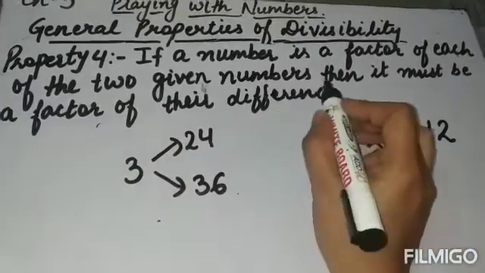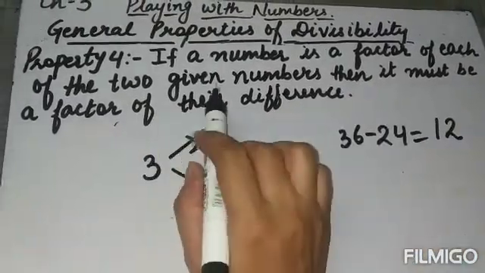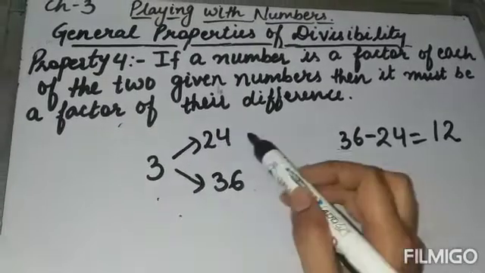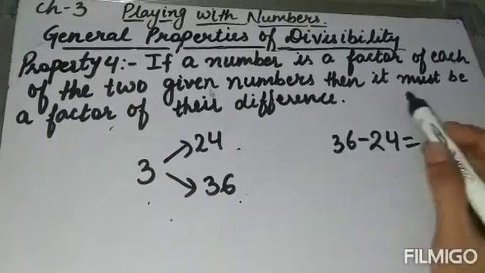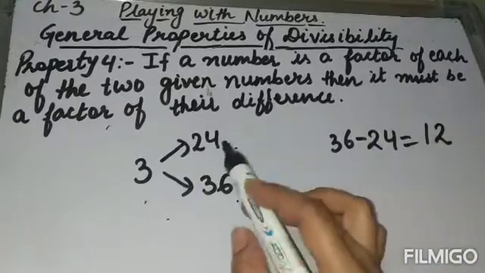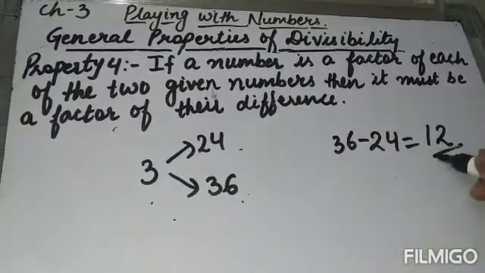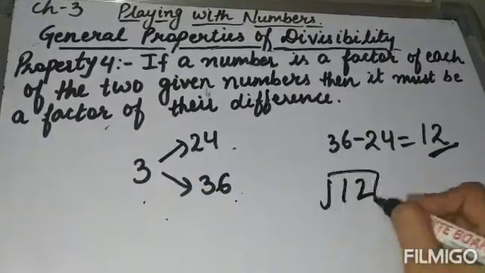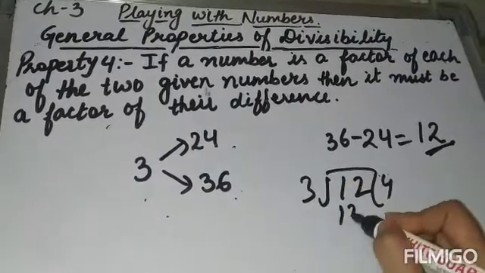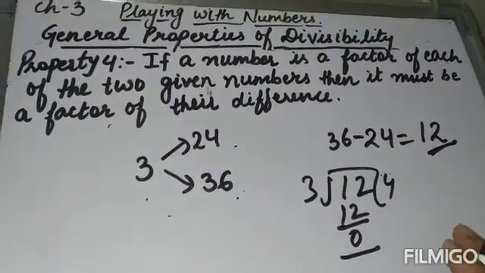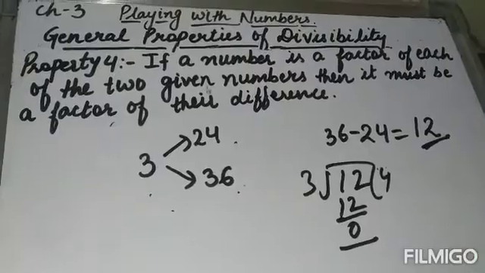That means if a number is a factor of each of the two given numbers, 3 is a factor of 24 and 36, then it must be a factor of their difference also. So 3 must be a factor of 12. If we divide 12 by 3, 3 4s are 12. Exactly is divisible. Okay. So this is our property fourth.